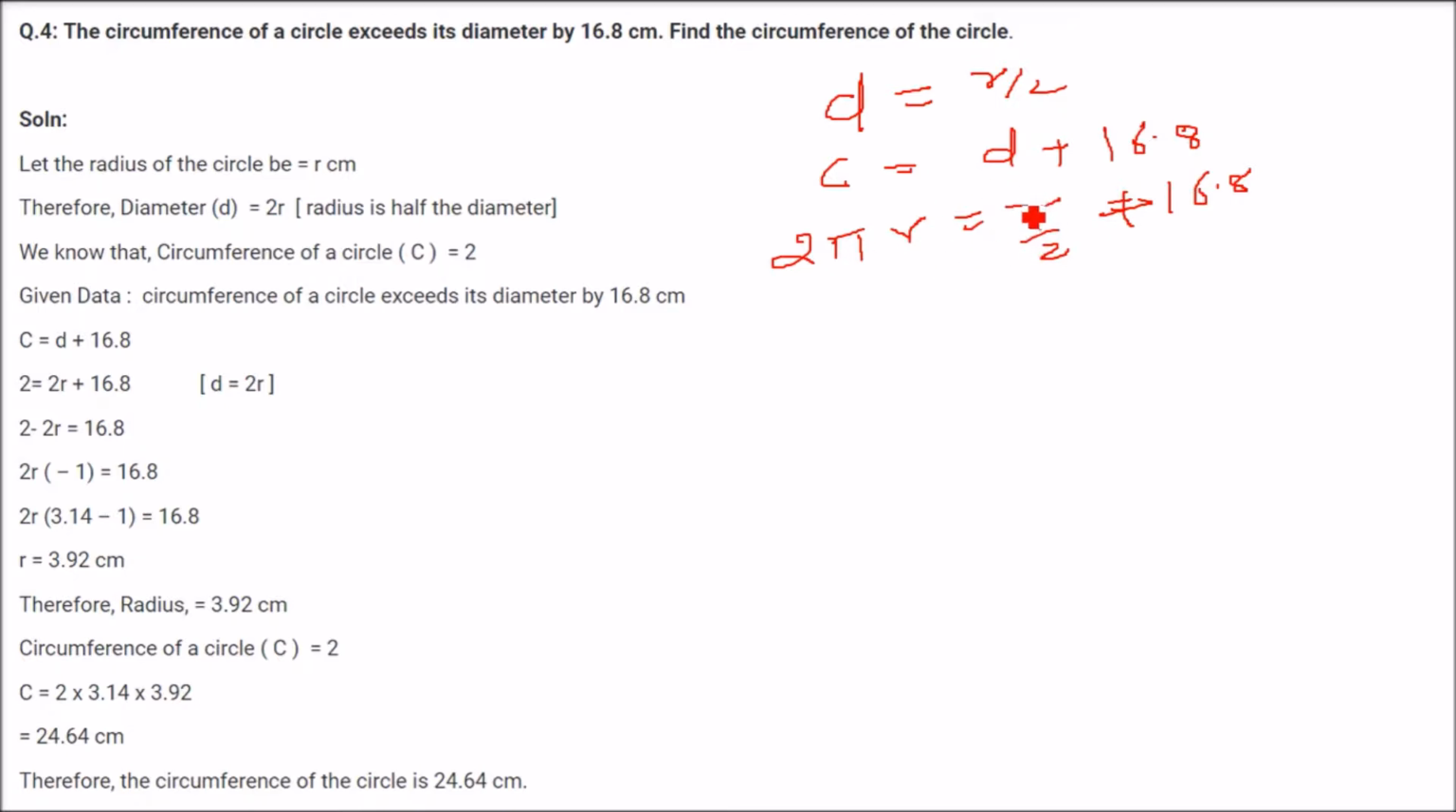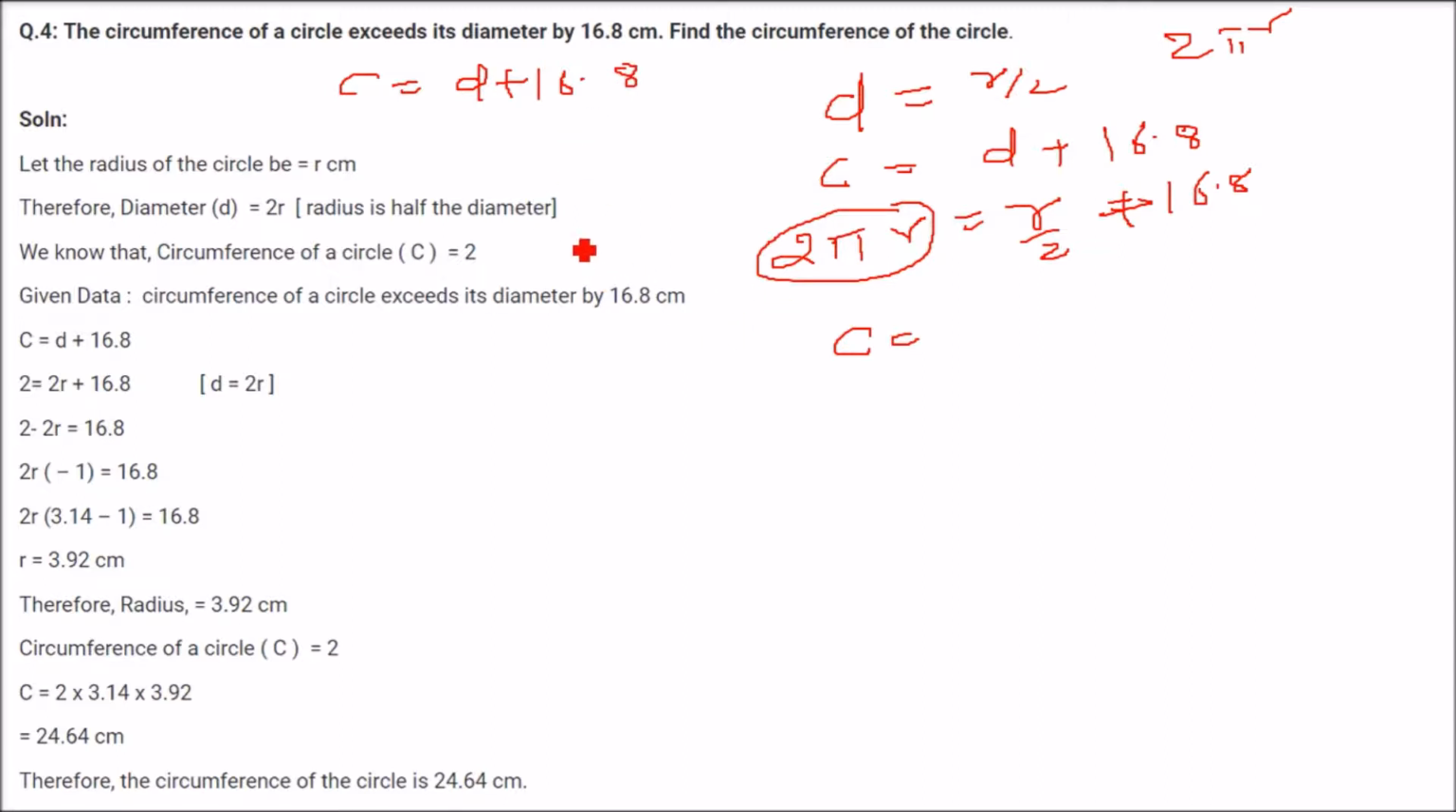So you can either find the radius from here, and then you can go up to the circumference, that is 2 pi r, you can compute. But you have to find out the circumference. So this is the circumference. So you just have to find out the diameter, plus 16.8. So let it be c only. And we are being told that the circumference of a circle exceeds its diameter by 16.8. This is d plus 16.8 as written.